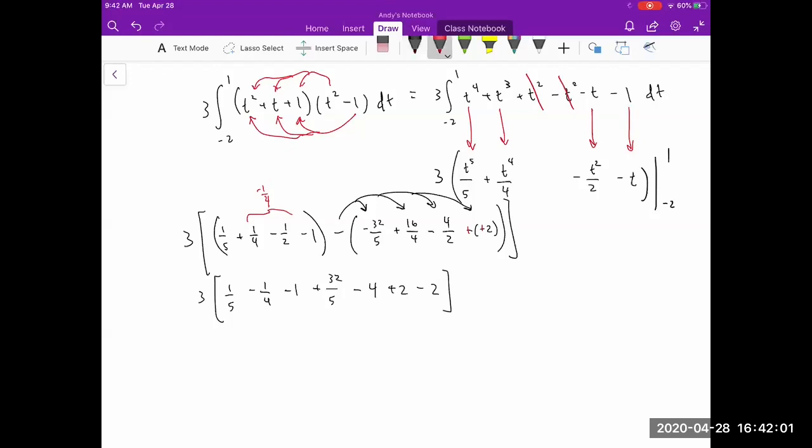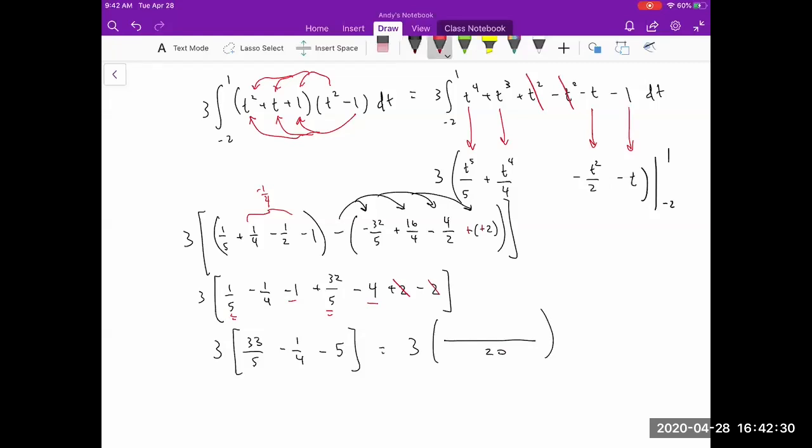Now, a lot of things combine. In fact, these two cancel. These two combine to -5. These two combine to 33 over 5. So altogether, we have 33 over 5 minus 1 over 4 minus 5. So we need a common denominator. There's a lot of arithmetic going on here, obviously. You could just use your calculator at some point, but I think what I'm doing should be okay.